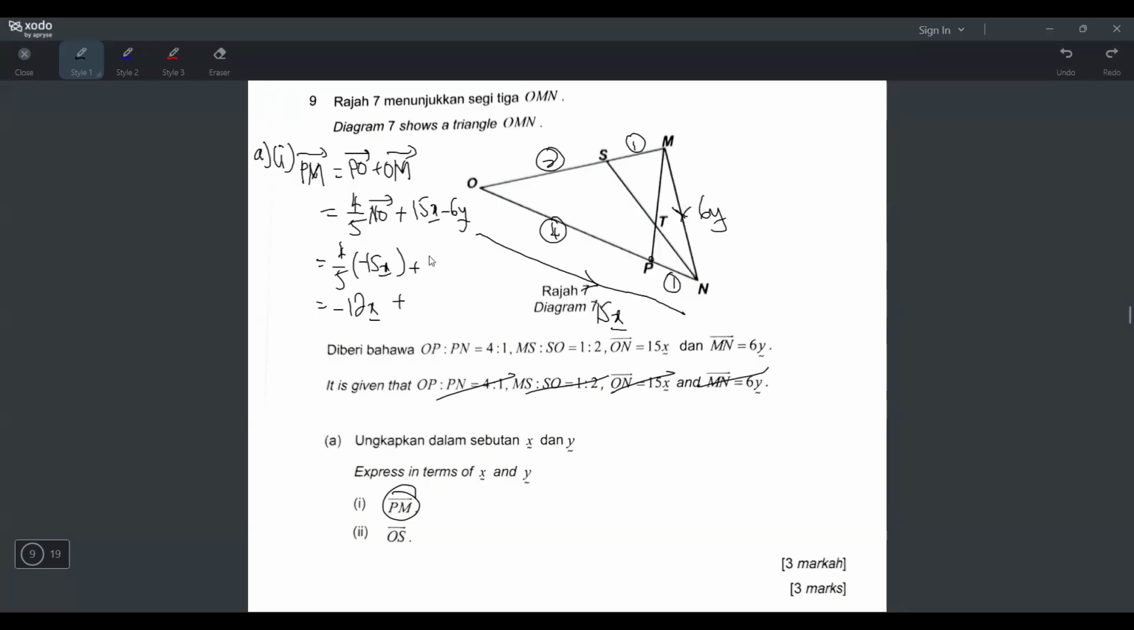Now we can write down the 15x minus 6y down here, and then write it again. Then x with x we can combine. So the answer would be 3x minus 6y. So that will be the answer for question 1.